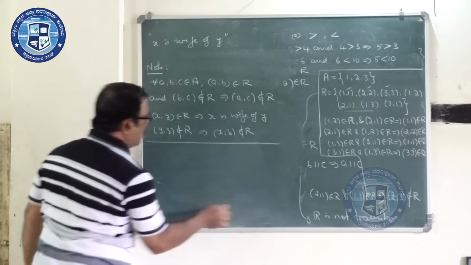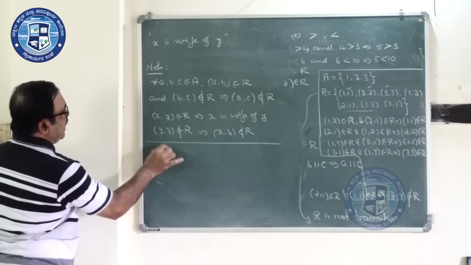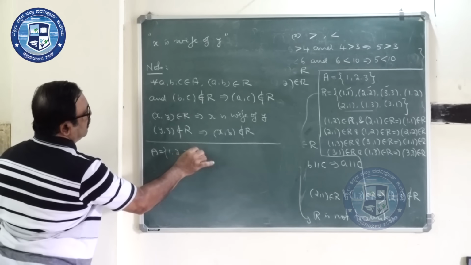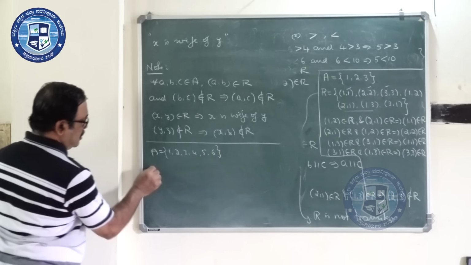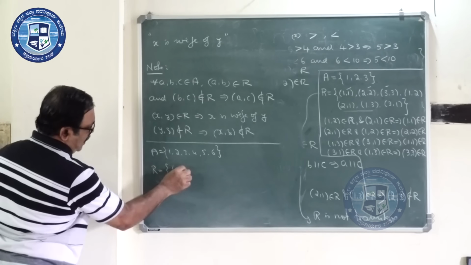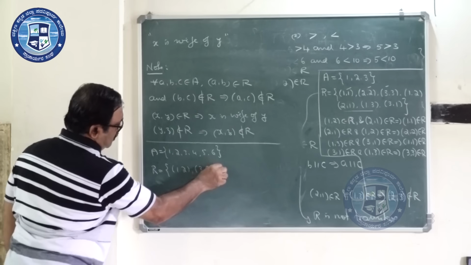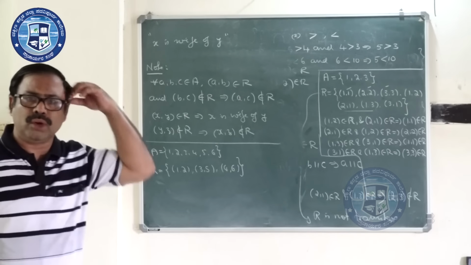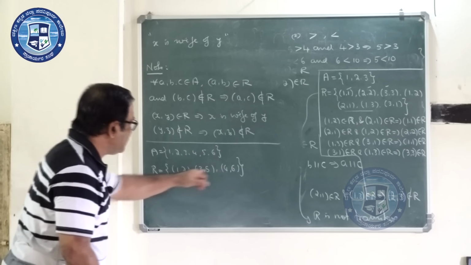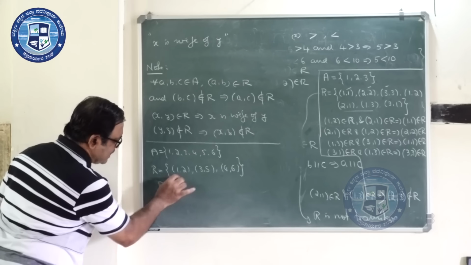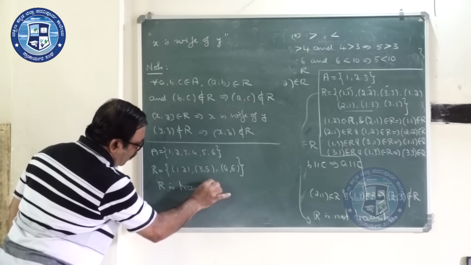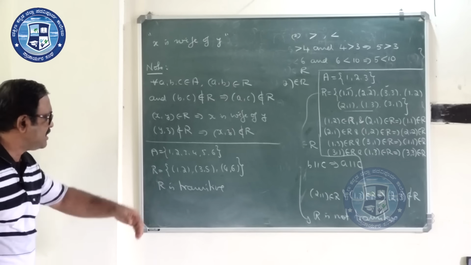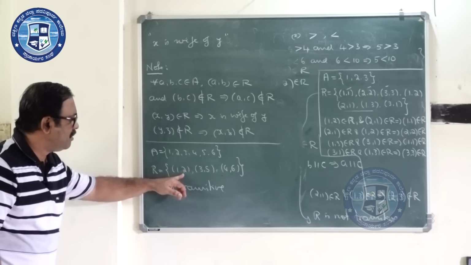I can give you one more example. See, set A is {1, 2, 3, 4, 5, 6}. Relation R is {(1, 2), (3, 5), (4, 6)}. So, this is transitive. R is transitive. Okay. Why is this transitive? (1, 2) belongs to R.